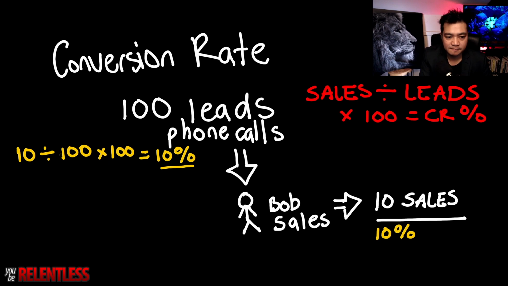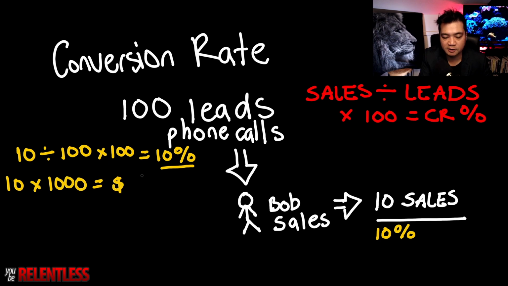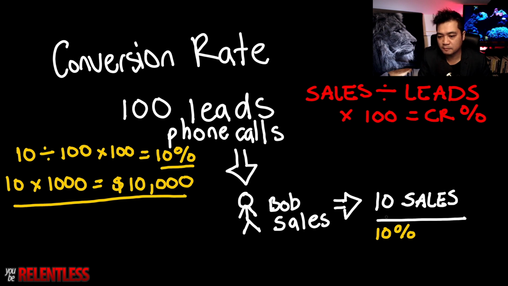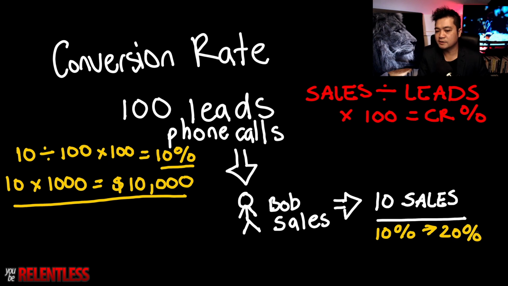So let's say that 10 sales, times, let's say that he's making $1,000 per sale. So essentially Bob is currently making $10,000. So how do we make Bob make $20,000? We can't increase the leads, but we want him to actually make double. So what's the plan to get double this? The best way we can do it is to improve his conversion rate to 20%. So how do we do that? Obviously through training. So let's have a look at the numbers now.